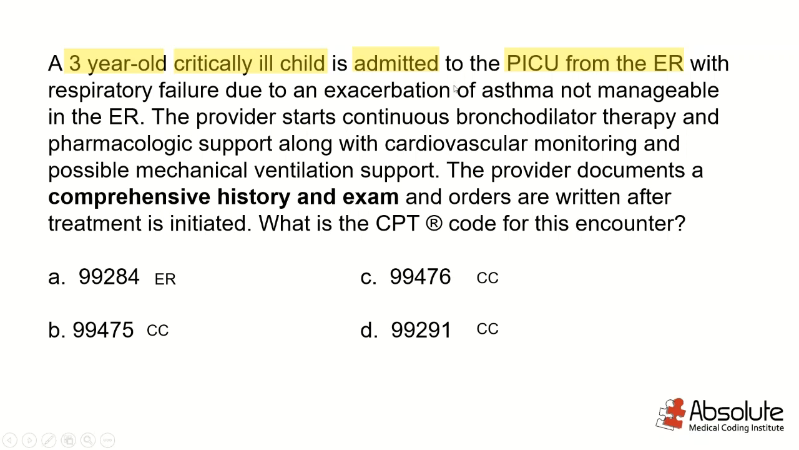Okay, so this patient was admitted from the ER into the PICU, and we have a comprehensive history and exam. That's our HPI. We don't know the medical decision making, but I'm going to document what I have so far, just in case I need it. But we have CC, and we don't know the MDM, but that's okay. Now, tell me, coders, am I going to code an ER or am I going to code critical care?